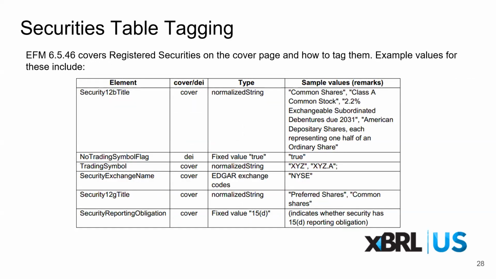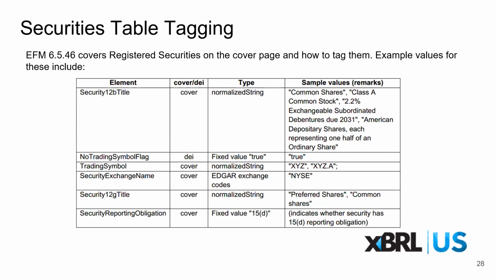So another big section for cover page tagging is going to be the securities table. Chapter 6 of the EDGAR Filer Manual also covers what elements you're going to be using on the securities table and how to apply them. So there's Security 12b Title. There's also Security 12g Title. If you have a 12b table, you just use the 12b title. If you have a 12g table, you use the 12g title.